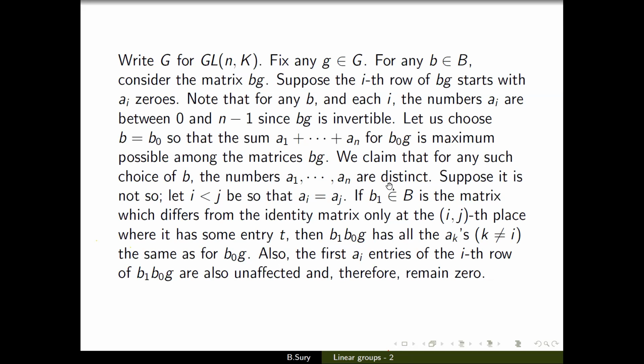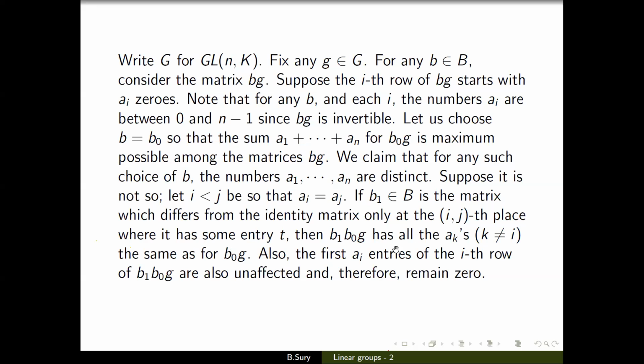So why is that? If not, let's say the ith row starts with some ai number of zeros and the jth row also starts with aj number of zeros, where ai equals aj. So both the ith row and the jth row start with the same number of zeros. Starts with means what? After the ai zeros, there is a non-zero entry. Now you can imagine what we'll do. We want to make another choice so that this sum increases. How do you manage that?